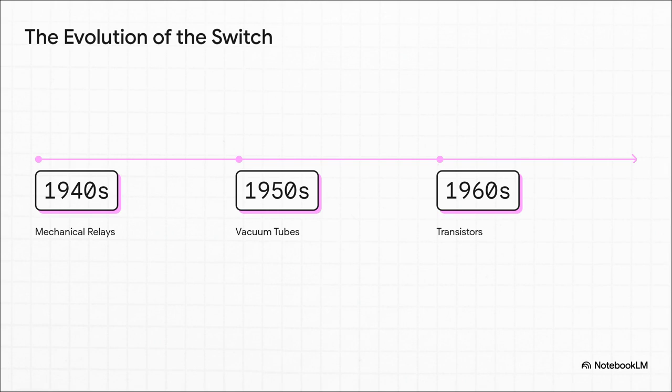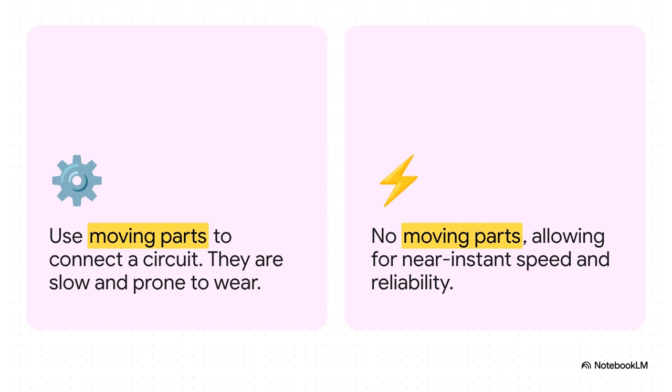But then in the 60s, came the real game changer, the transistor. And here's why that was such a huge leap. Mechanical things, by definition, have moving parts. Moving parts are slow, they wear out, they break. But electronic switches, like transistors, they have no moving parts at all. They control the flow of electricity silently, reliably, and at speeds that are almost instantaneous. Getting rid of the moving parts was the breakthrough.